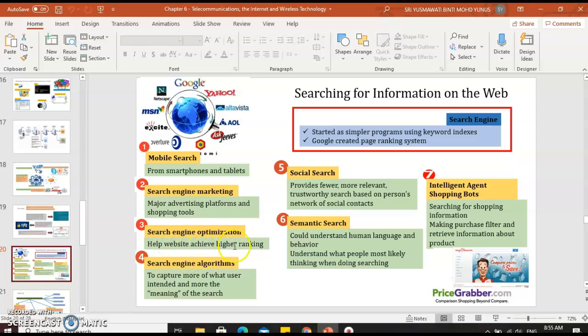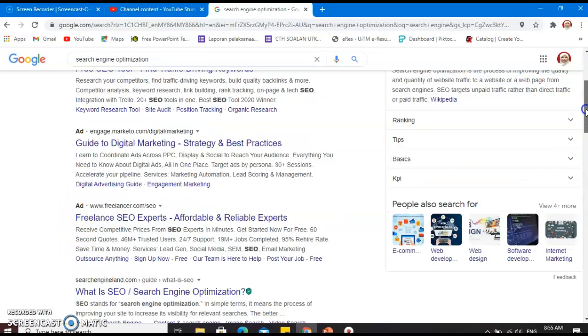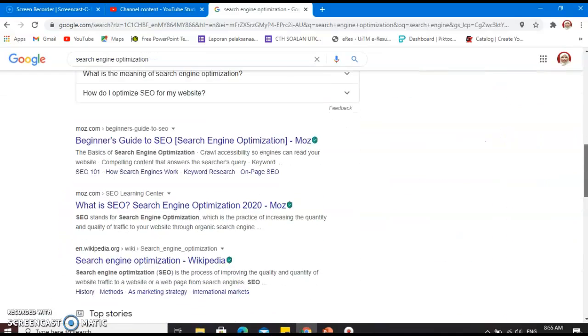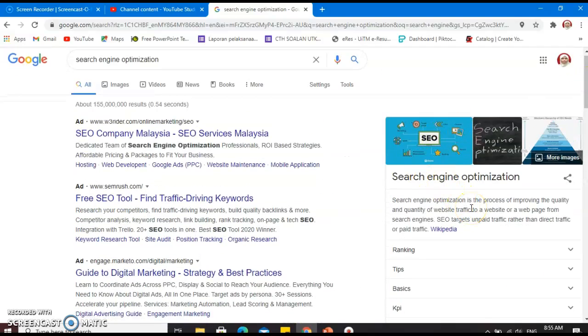Okay, help website achieve higher ranking. Okay, so macam mana nak bagi SEO? Nak tengok contoh SEO. Sekejap, I bagi contoh untuk you tengok SEO. Okay, macam ni. Ni semua ini adalah kita punya SEM. Okay, tapi macam ni. Apa maksud SEO adalah untuk improve the quality and quantity of web traffic. So maknanya macam dia target unpaid traffic rather than direct traffic or paid traffic.